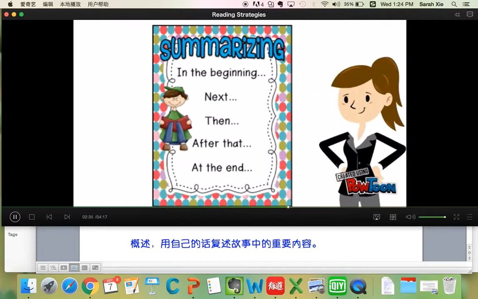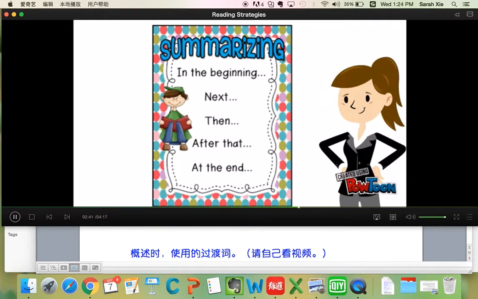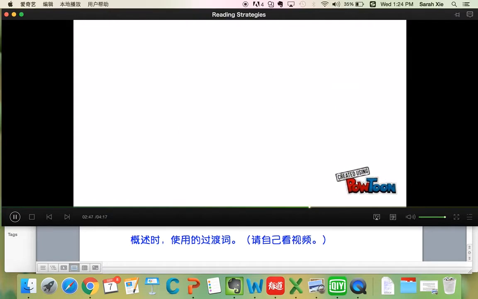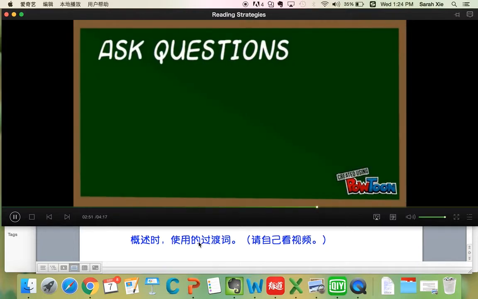When you're summarizing, you need to think about the things that happened in the beginning, what happened next, then what happened, and after that what happened, and at the end of the story, what happened? How did the story finish? It's telling all of the parts of the story in your own words.